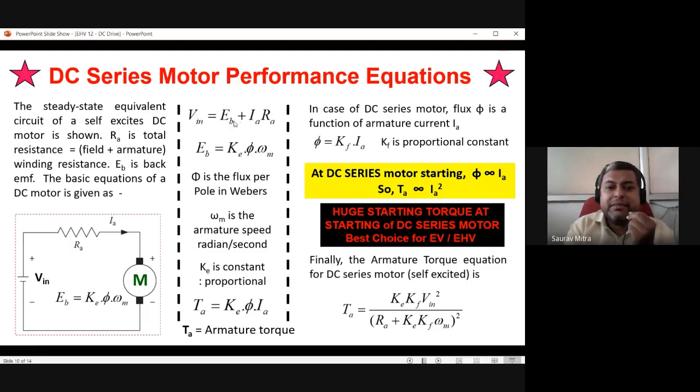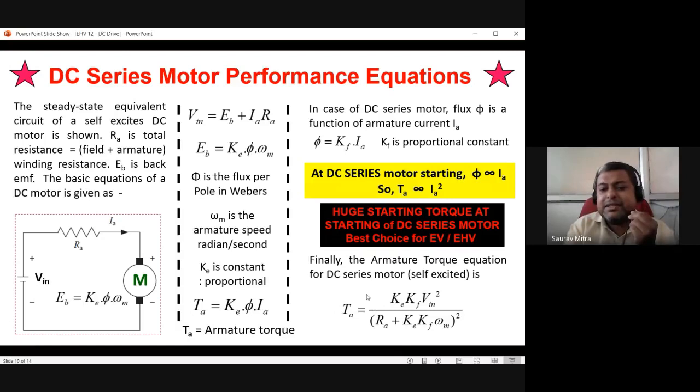If you put it in the same torque equation here, you are finding Ta is proportional to Ia square. That means DC series motor is having very high starting torque. So huge starting torque at the starting of the DC series motor. This is the best choice for electric vehicle or hybrid vehicle. This is the equation you just remember for the short question in the exam.